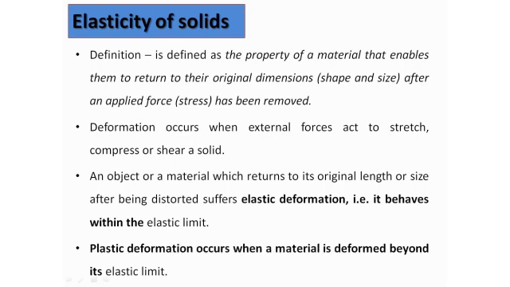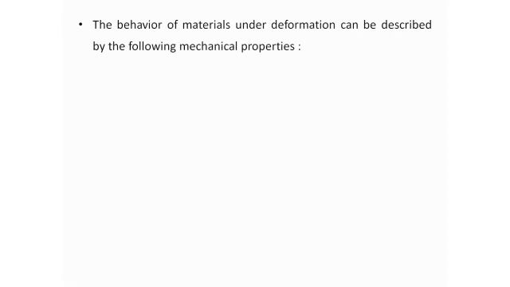So plastic deformation occurs when the material is deformed beyond its elastic limit. So plastic deformation occurs when the rubber band is pulled beyond its elastic limit. So you see, the behavior of a material under deformation can be explained by the following mechanical properties. What are the mechanical properties? They are shown by a material upon application of an external force.